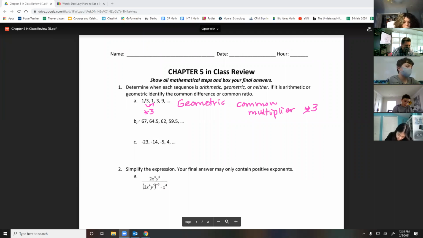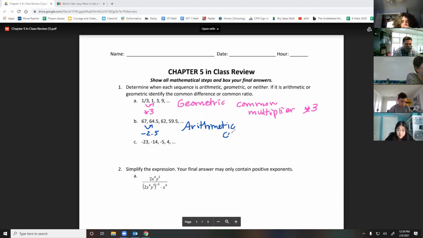And as we do this, go on to part B. If you see a pattern, please type it into the chat right now, what pattern you see for part B. Study it closely. Is there a number being added the same each time, or a multiplying number, or no pattern at all? Let's take a look. Yeah, we are adding a -2.5 each time, or you can think of it just subtracting 2.5. Okay, so that makes this arithmetic.